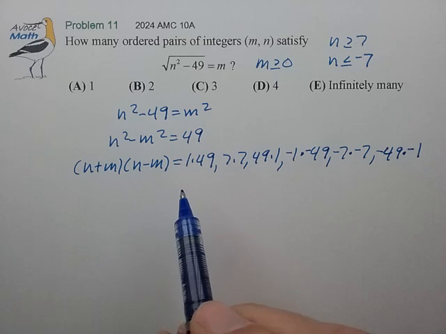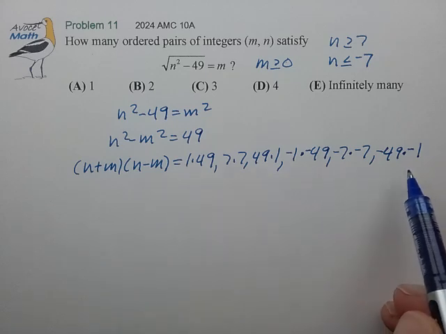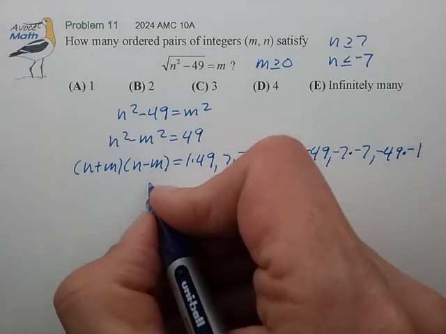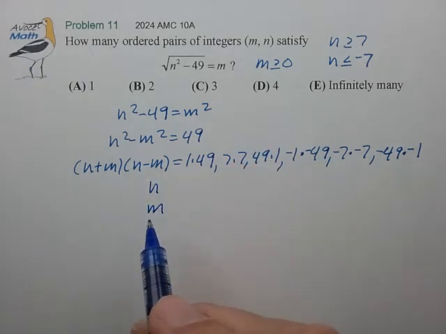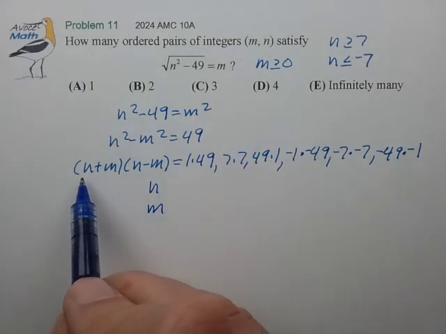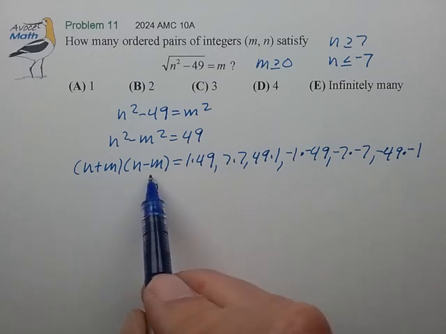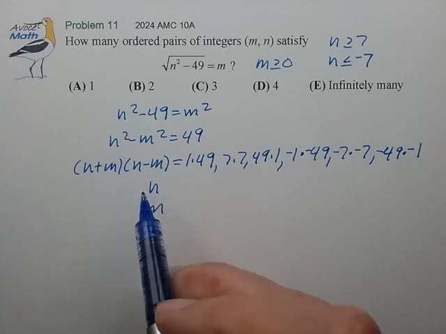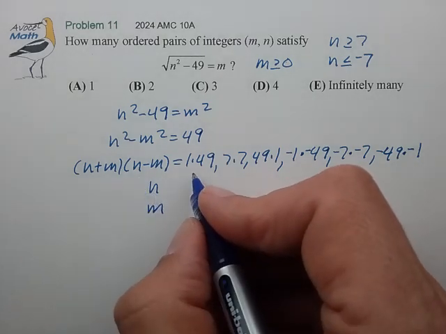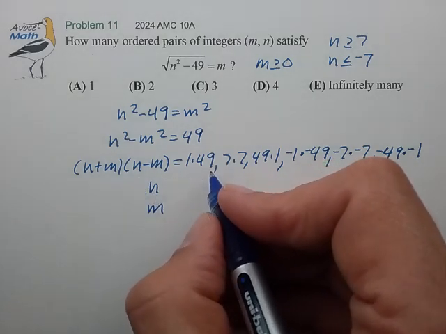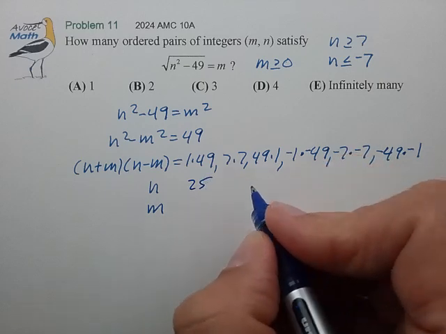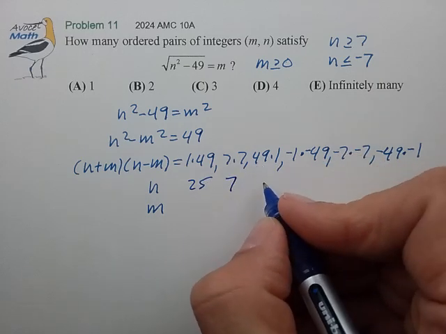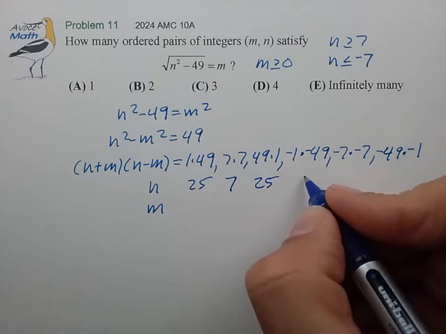All right, that's a good start. Now we have to figure out how these factor pairs map to the variable values for m and n. So let's see. Now we can extract the variable value for n by adding these two factors together to cancel the m's and then divide by 2. So the n value for the first factor pair is 1 plus 49 divided by 2, 25. 7 plus 7 divided by 2 is 7. 49 plus 1 divided by 2 is 25, and so on.